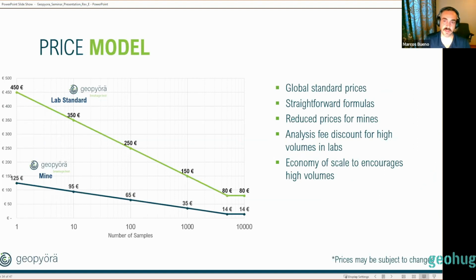We also have a global pricing strategy, so our prices are the same in Australia, the United Kingdom, Africa or Canada. We keep our prices standard globally, and we also introduce an economy of scale in our pricing strategy, because we want to encourage the mining companies to reach higher volumes.